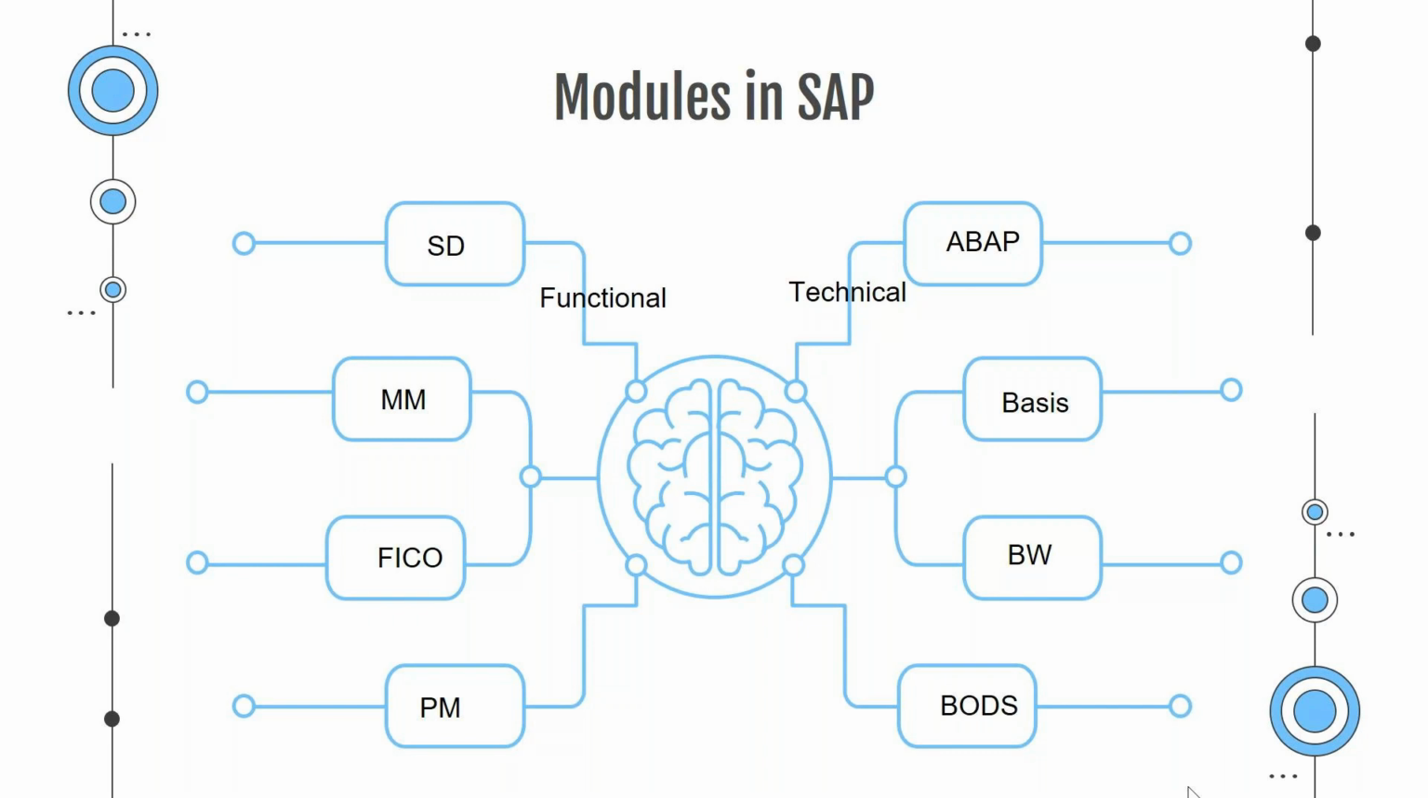So ABAP is nothing but a coding language, which stands for Advanced Business Application Programming. Advanced Business Application Programming is, in short, ABAP. In ABAP, we are the technical team. We normally work in the background. We take the requirement from the functional team.